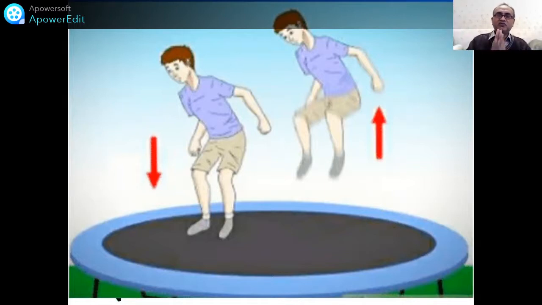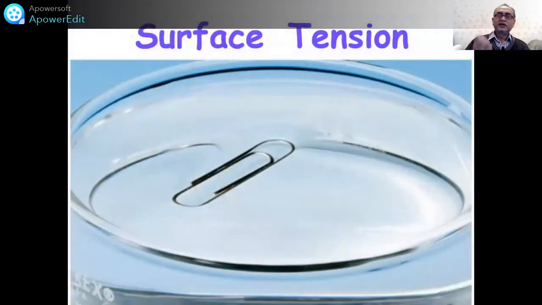Then this stretched surface will break. So the same is true over here: the weight of the paper clip, the paper pin, is being balanced by the stretched surface, but only to a certain limit.